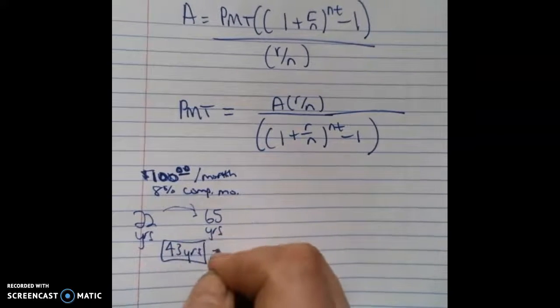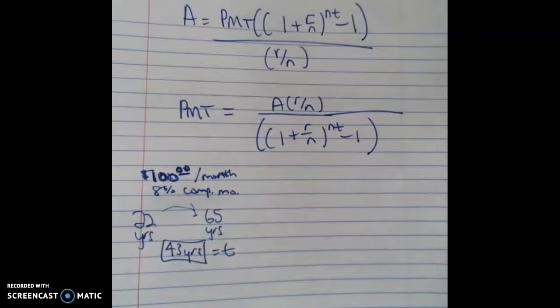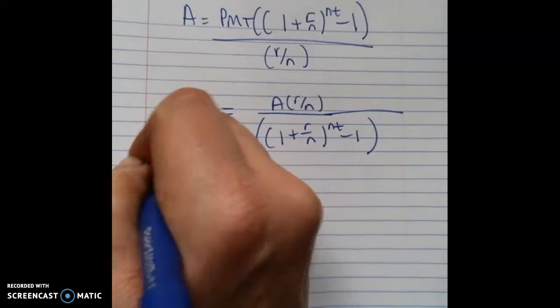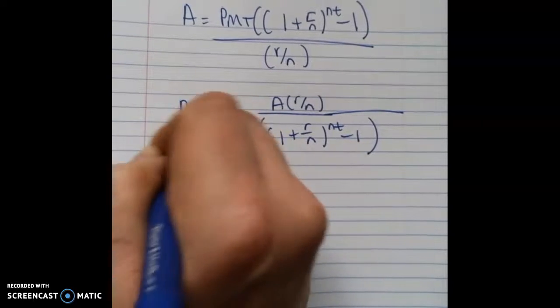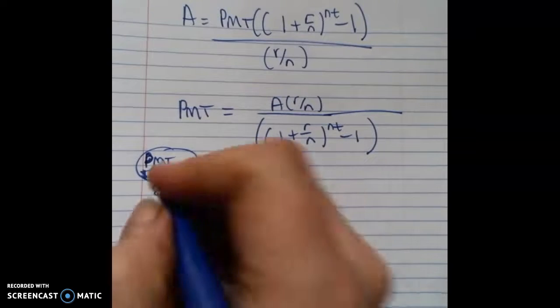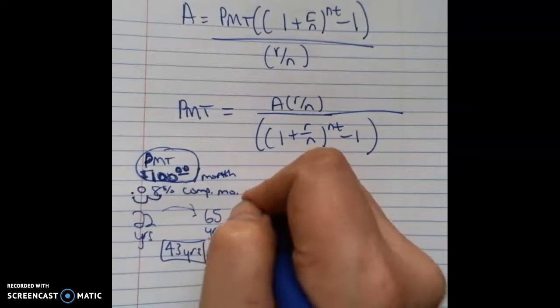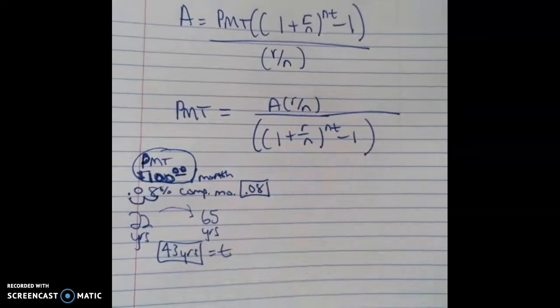So that's your time. Okay, so if we look at our variables, your payment is what you're doing every month. So this is your payment, right there. Now your interest rate, the decimal's at the end of the number, you have to move it 2 jumps. You can never put a percent in a formula. You've got to move the decimal.